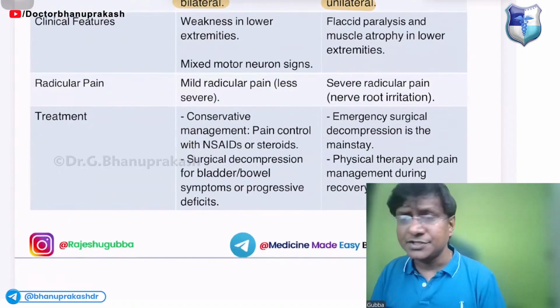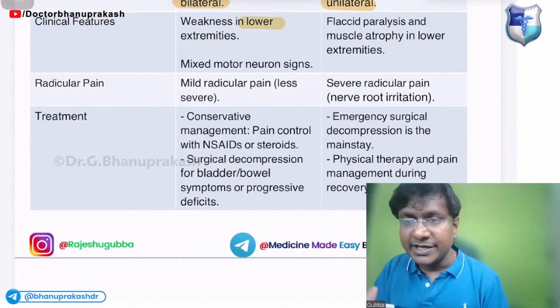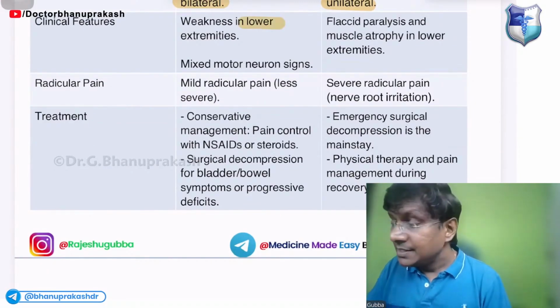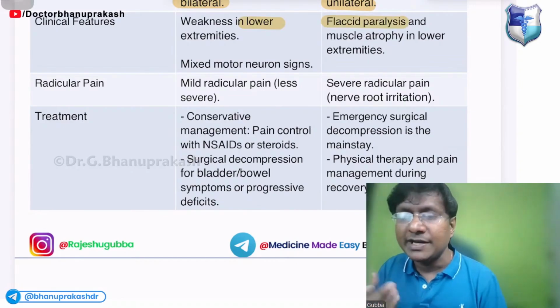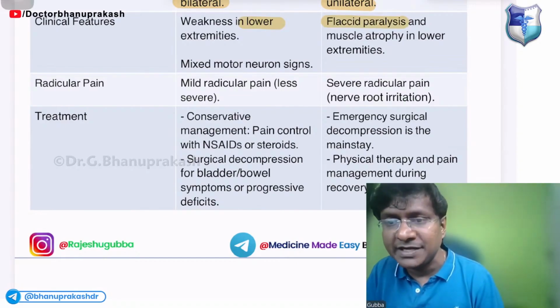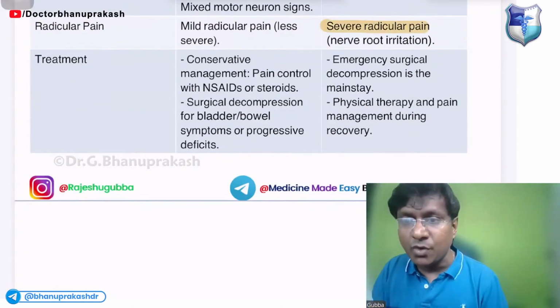And what will be the clinical features? There will be weakness in the lower extremities in case of the conus, right? Whereas flaccid paralysis is observed in case of the Cauda equina because it is the lower motor neuron which is being affected. And radicular pain is very severe in case of Cauda equina rather than the conus medullaris.